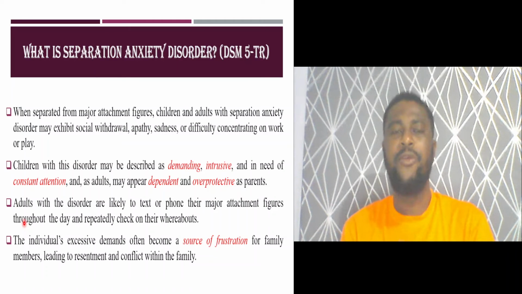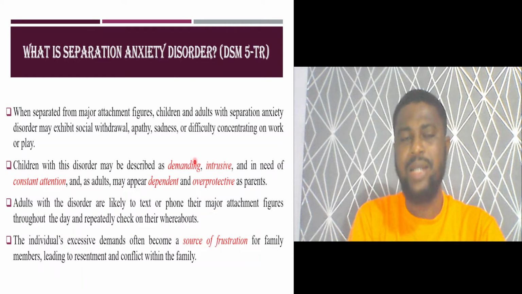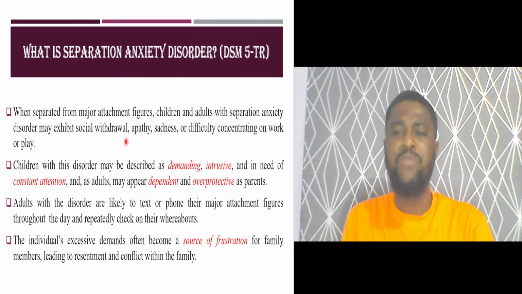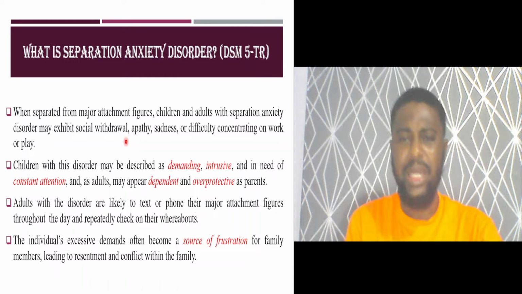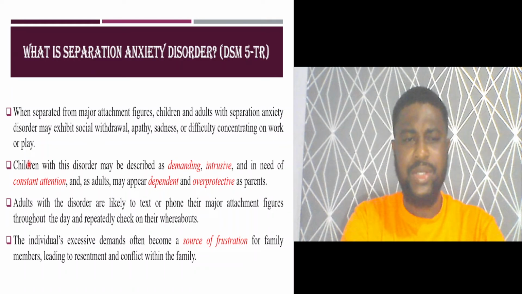And when separated from major attachment figures, children and adolescents, as well as adults with separation anxiety disorder, may exhibit symptoms of social withdrawal. So you suddenly find that this individual has begun to withdraw from social gatherings, social settings, and all that. A lot of apathy, indifference sets in, consistently in a very depressive mood, sad, and finding it difficult to concentrate on work or even play. That is for children and adolescents. And the DSM-5-TR gives us some typical characteristics for children and adults.